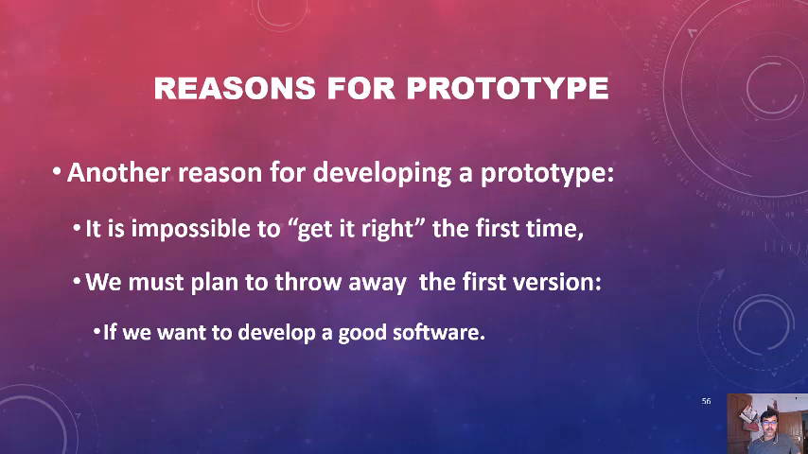Another reason for developing a prototype is that it is impossible to get it right the first time. What you have prepared, what you have done, should easily be made good to your customer. So it is impossible to get it right the first time, and we must plan to throw away the first version. Obviously, this is an important point in prototyping: we must throw out the first version, that is, the prototype. If we want to develop good software, we need to develop the first prototype and then throw it out.